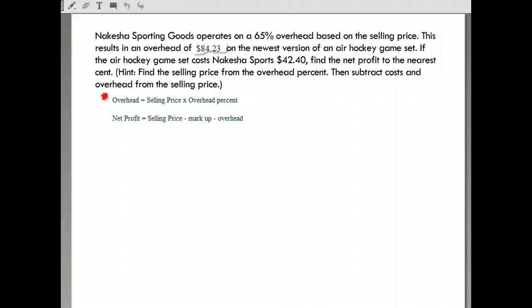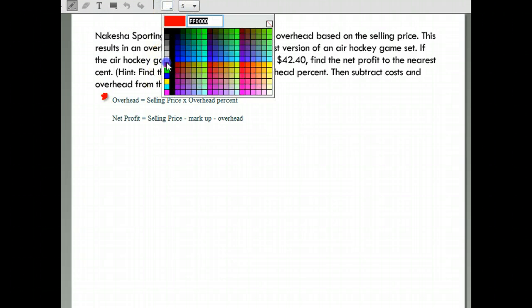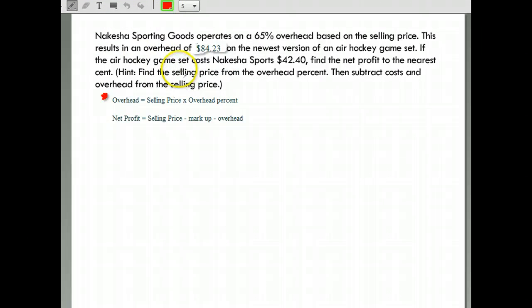This question is a little bit different. We are still talking about our net profit. We are still talking about overhead costs, but we're finding different things in this example. Okay, notice this time they give us a percent of overhead. Sometimes companies will just determine that a certain percentage of their price is overhead. In this case, it's 65% of their selling price. And it says that would result for these people in an overhead cost of $84.23 on this air hockey table.